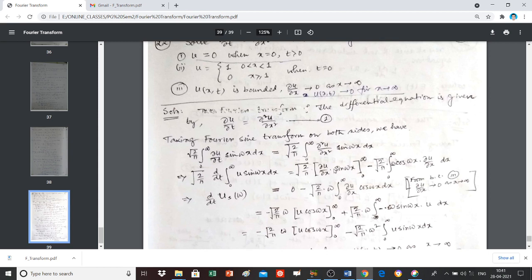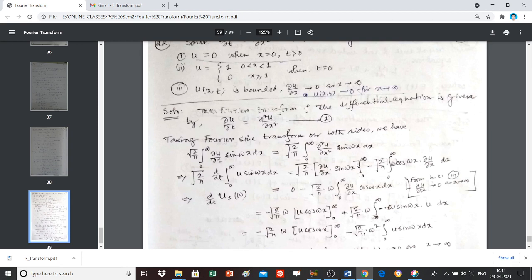That is equal to, you write here the limits. First, when x is infinity, sin(ω·∞) will give you 0, and for x = 0 it is also 0. So this term is actually 0. Also, you can use this boundary condition: ∂u/∂x tends to 0 as x tends to infinity. So here, for x equal to infinity, ∂u/∂x is 0, and for the lower limit 0, sin 0 gives you 0.